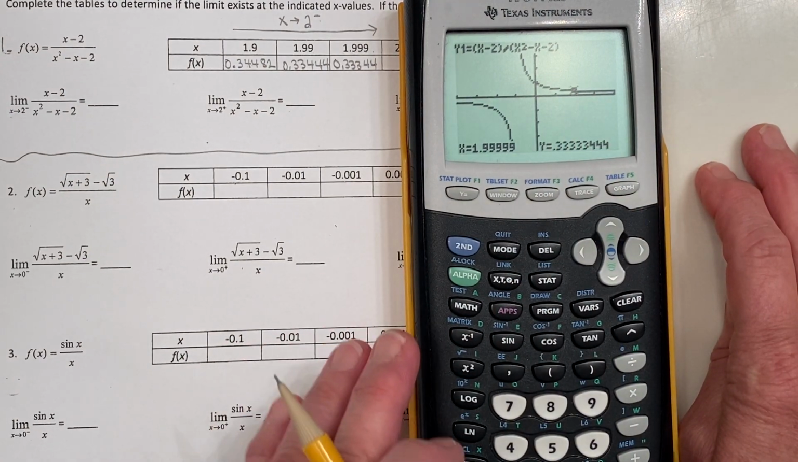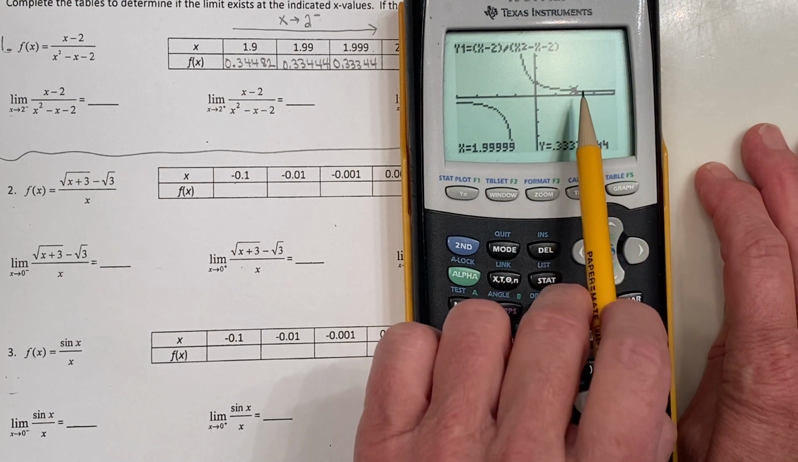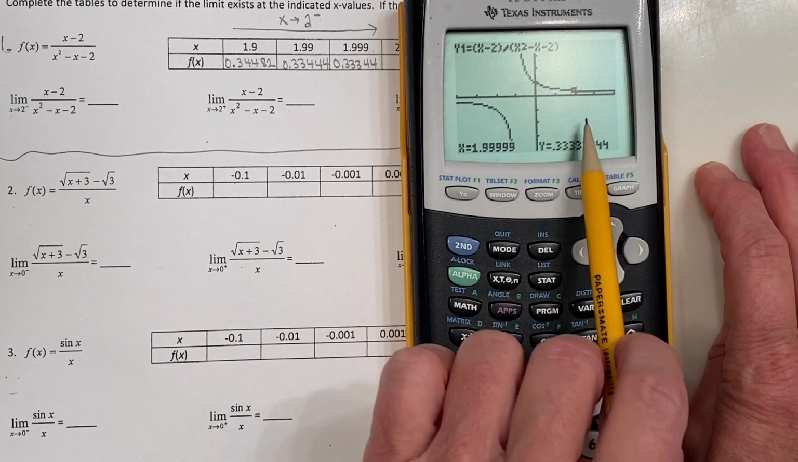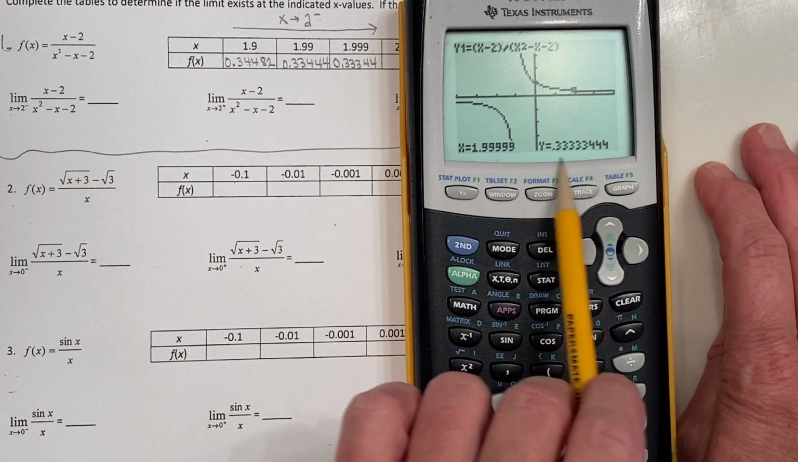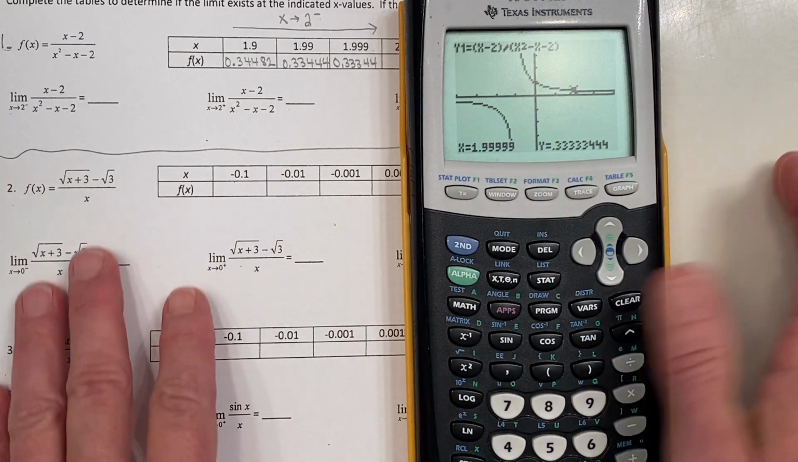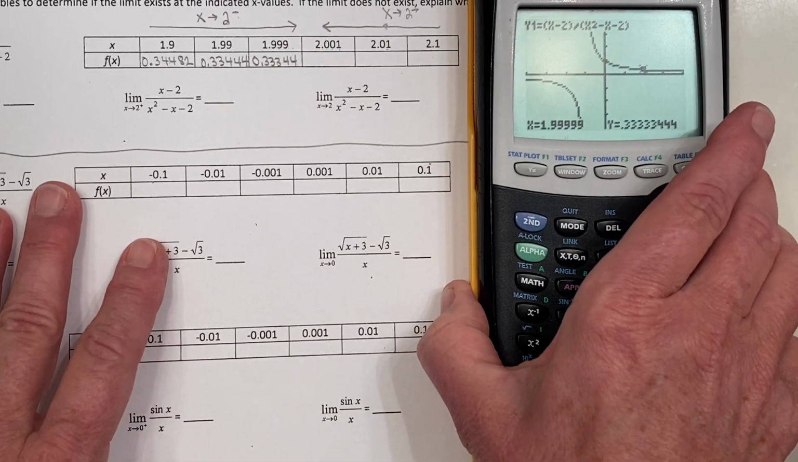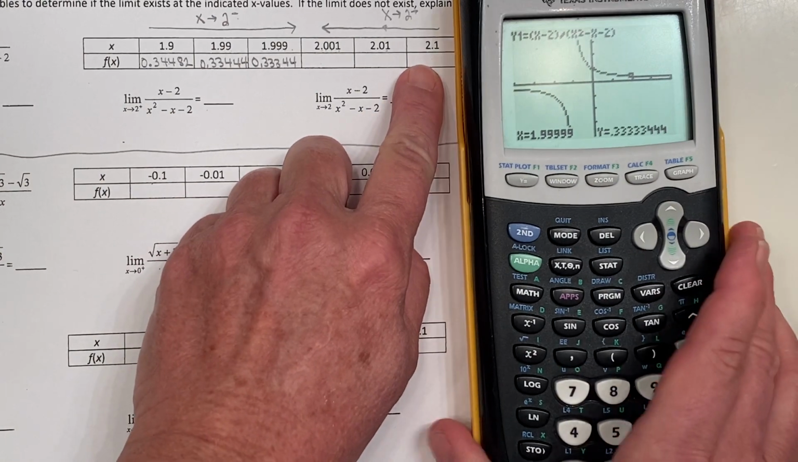Okay, so I think if I come from the other side of x equals 2, from the right, I should also see a trend that I'm approaching a third. So let's fill in the table of values here. I'm going to start with 2.1.